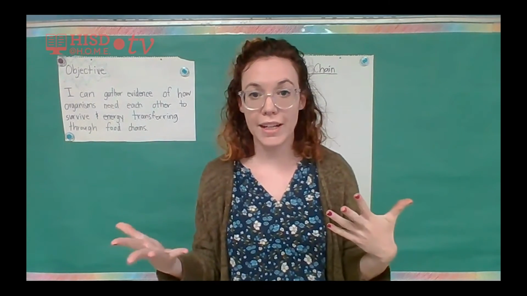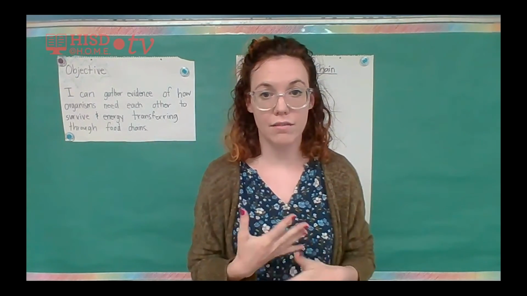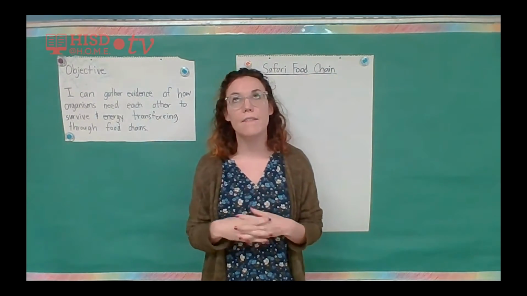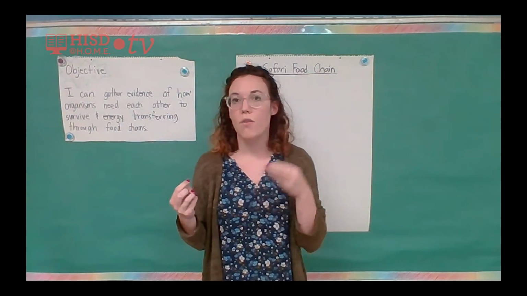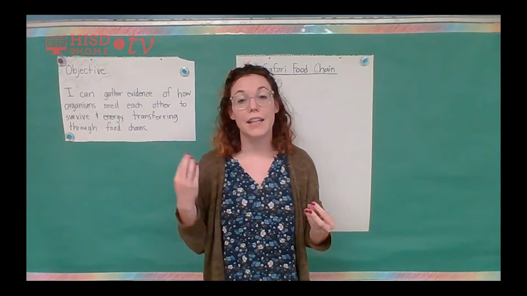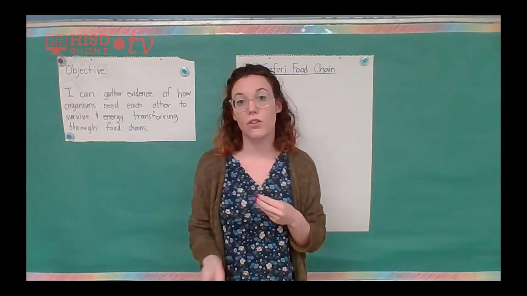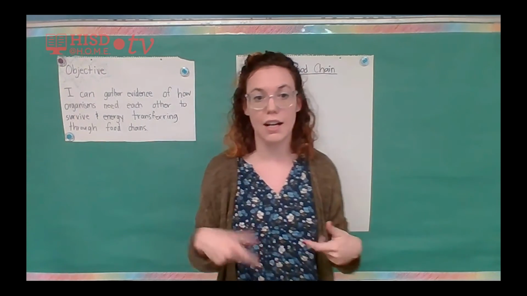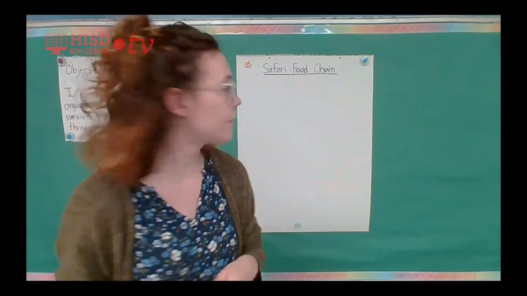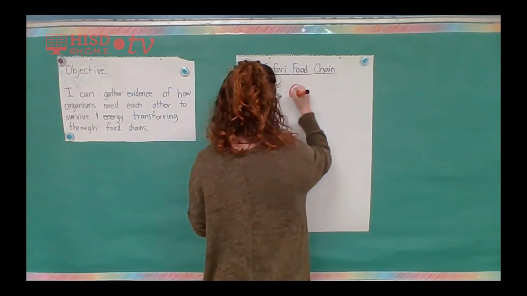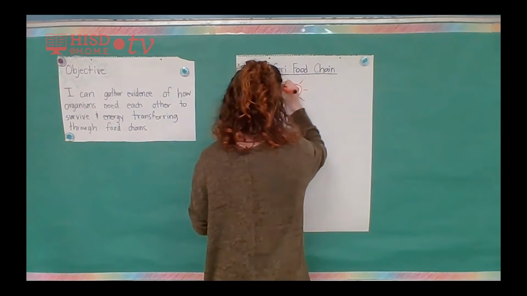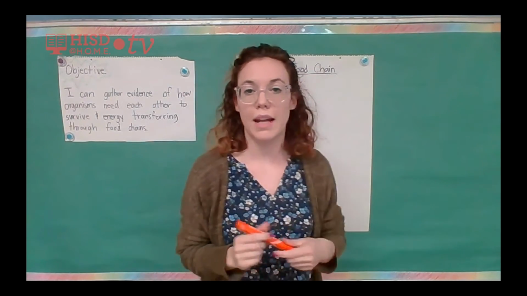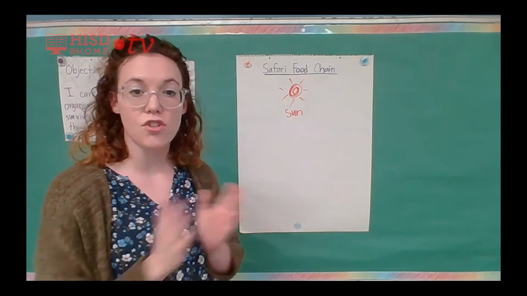So like most of the food chains that we know about on Earth, they start with the sun, because the sun gives energy to producers, which are organisms that can use the sun to create their own energy. And so we need to start with the sun so that we could have that up there. We have the sun. I'm going to give you guys 30 seconds to draw your sun.